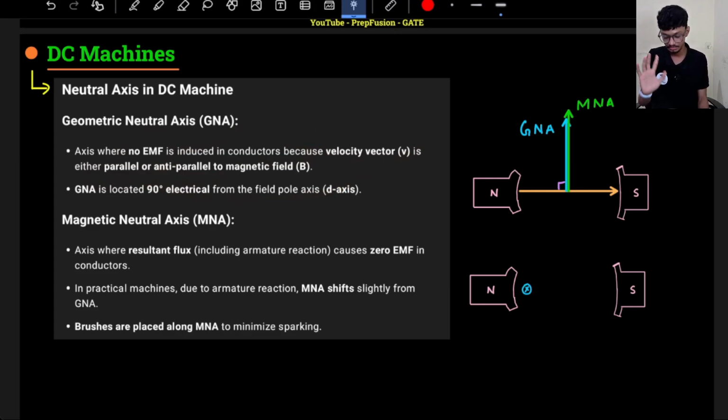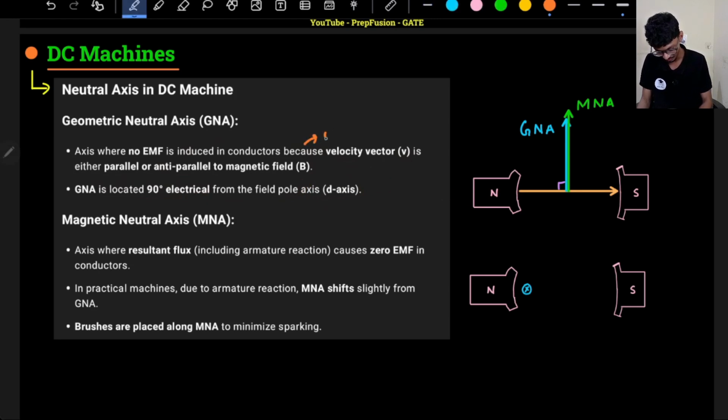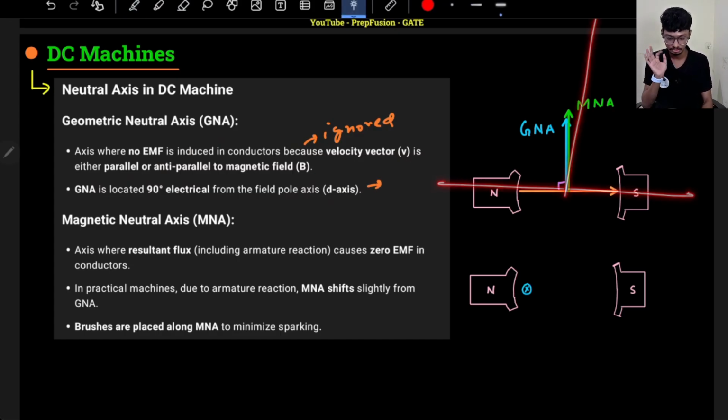Neutral axis is basically a geometrical parameter. You just have to understand that it is located 90 degrees from the d axis. Okay, d axis is what? Along the pole axis, right? So you can ignore this statement, it is not that important. I don't know why I have kept it, but it is basically 90 degrees to the d axis. So the d axis is here, so it will be 90 degrees. So GNA will be here.